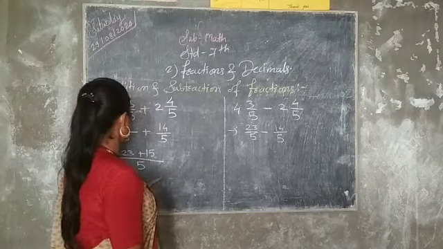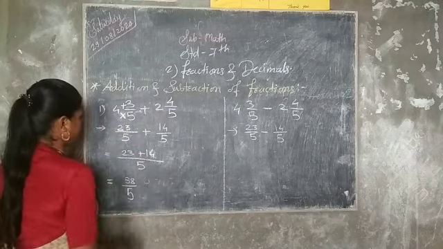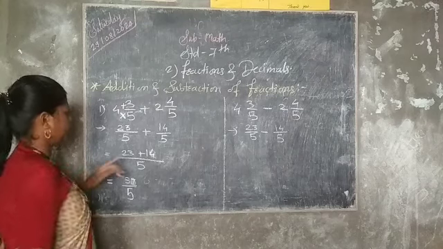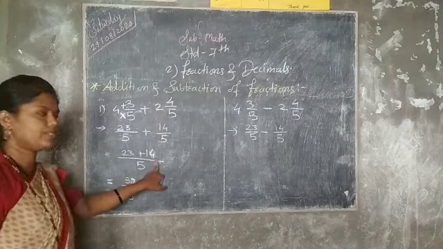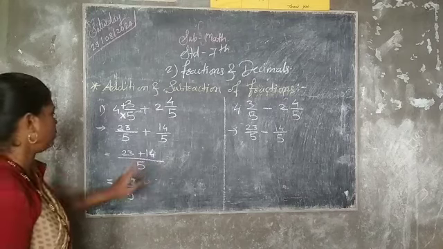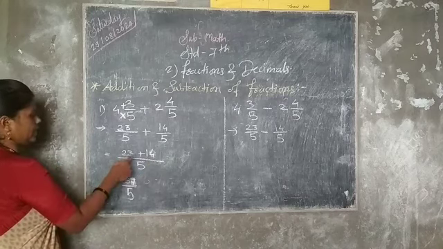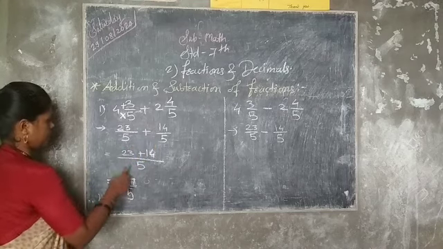Wait, here I have written 50. Okay, so here is the 5 twos are 10 plus 4, 14. Here by mistake we have mentioned 50. So make it clear, correct? So 23 plus 14 upon 5. So here is a 37.